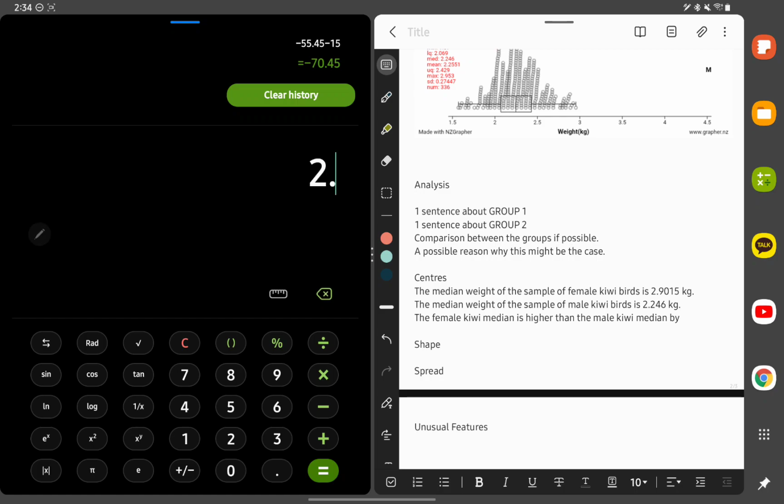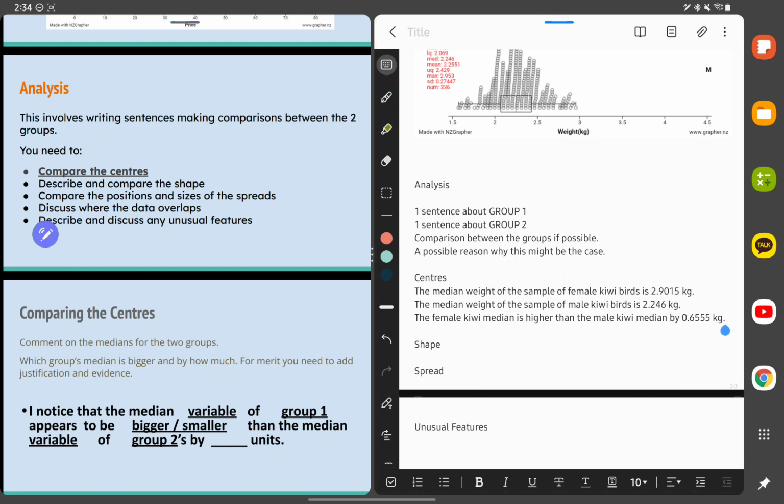So it's the bigger one, right? This one is the bigger one. Minus 2.246. Boom. So there we have it. It's bigger by 0.6555 kilograms. Right? So there you go. That's the three sentences. Now, a possible reason why this might be the case.